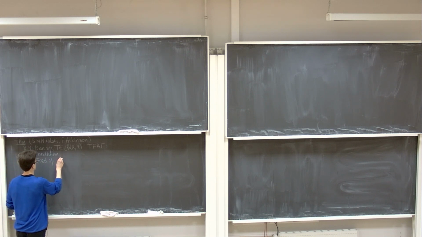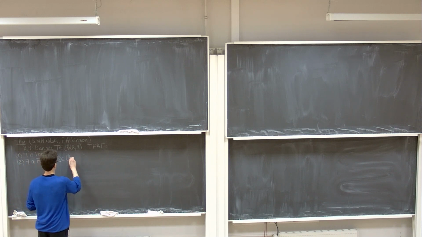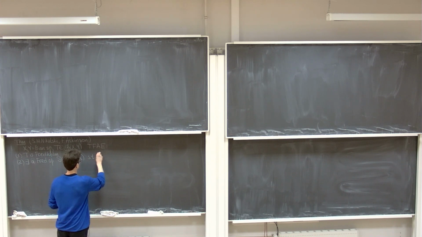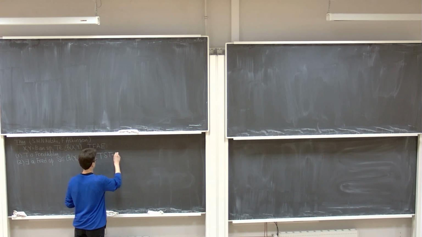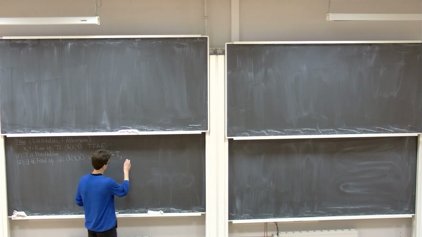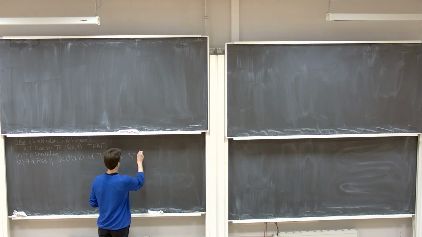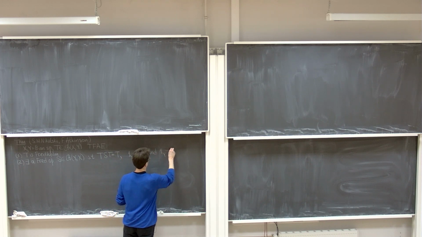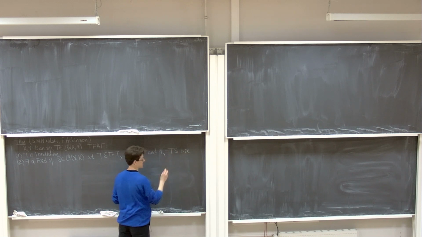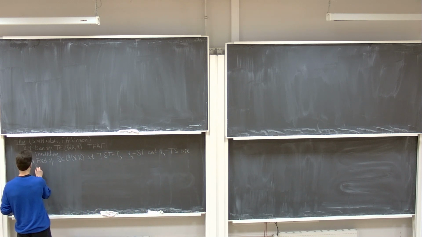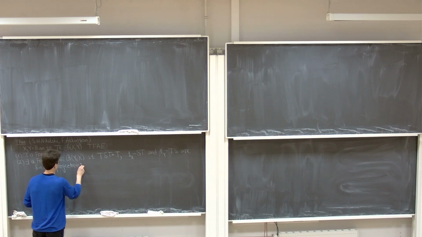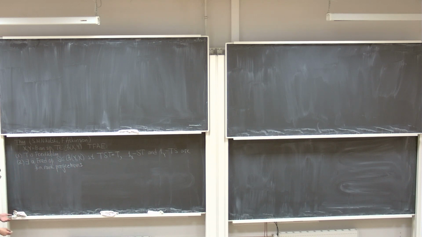a Fredholm operator S from Y to X such that TST equals T, and such that 1 minus ST and 1 minus TS are finite rank projections. That is, very small operators.